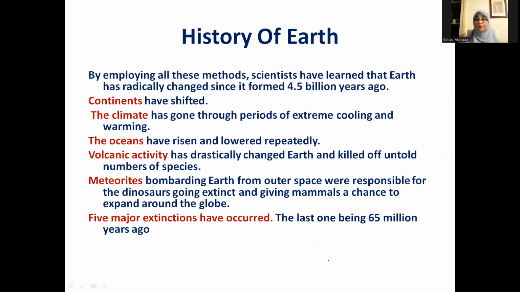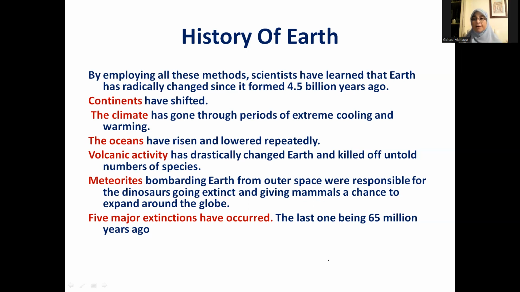By employing all these methods, scientists have deduced that Earth has changed a lot since it was created. Scientists estimate the age of Earth as being 4.5 billion years, and that the continents that were originally present on Earth were different from those that are present now. There were times in the life of Earth when those continents were continuous with each other. Some continents have shifted in position, and the climate has changed from extreme cooling to extreme warming in different eras of the Earth's history. The oceans have risen and lowered repeatedly, so nothing was actually stagnant or constant in the history of Earth. Everything has changed a lot.